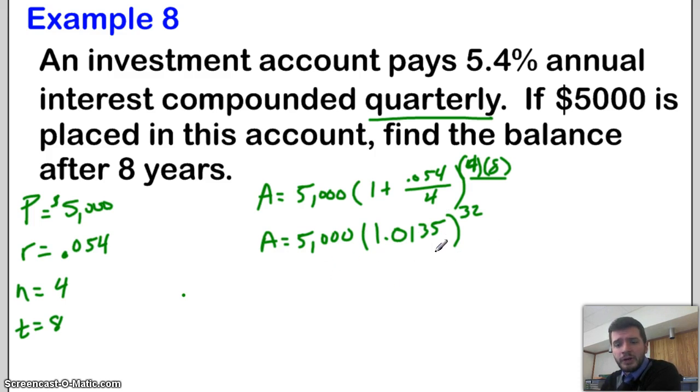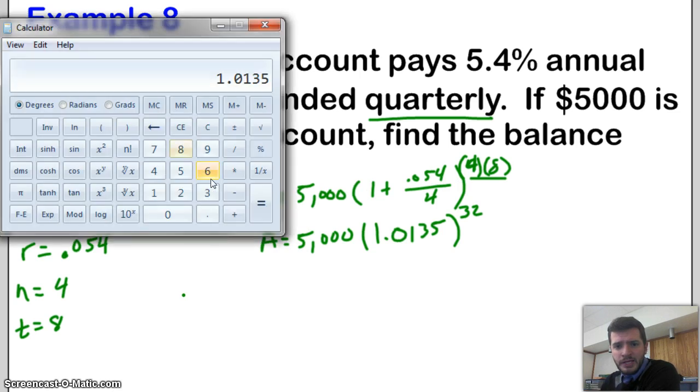Before you guys get going here, you're going to do 1.0135 to the 32nd power and then multiply by 5,000. So let's do that. So we're going to take this to the 32nd power, which equals 1.535. That seems low. Maybe not. Maybe that's good.